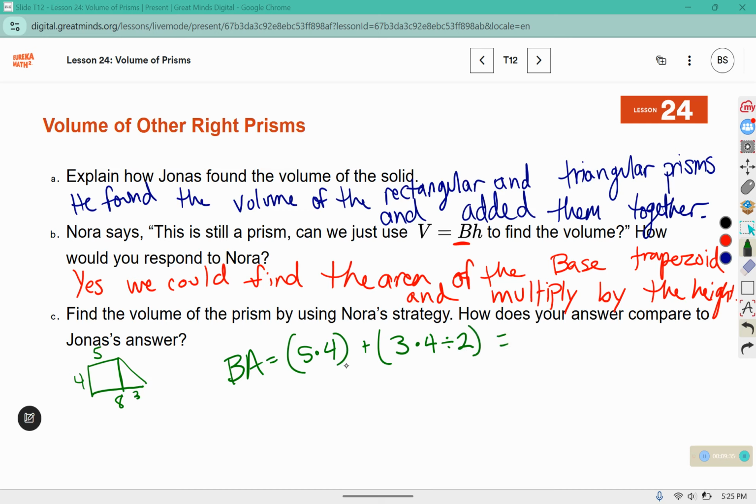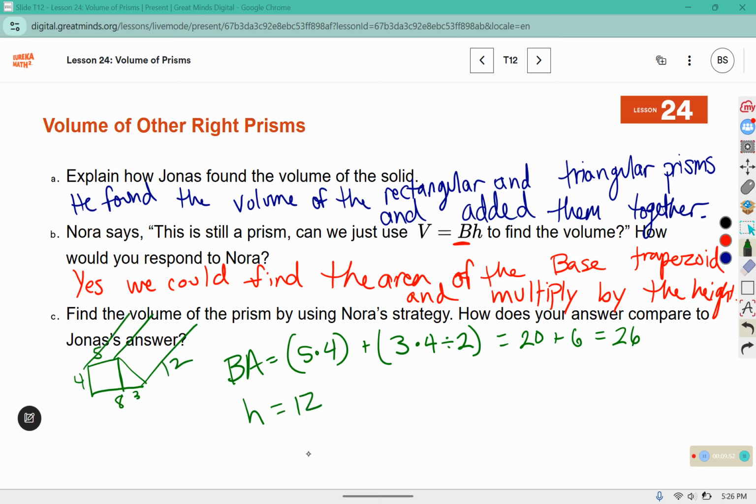So if we did this, that piece would be 20 for the rectangle. 3 times 4 is 12. 12 divided by 2 is 6. So it has a base area of 26. And then the height of the whole prism was 12.